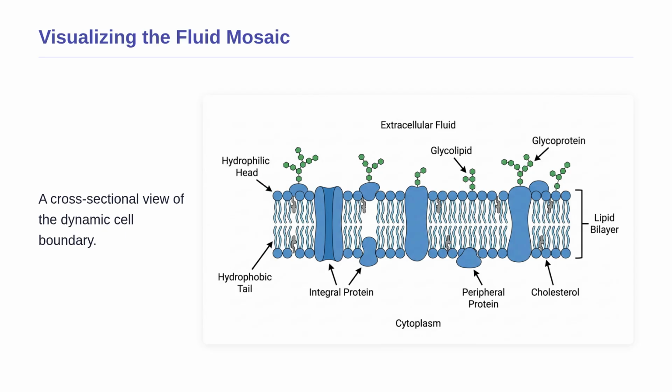Embedded within this lipid sea, you can see large integral proteins that span the entire width of the membrane, acting as channels. On the surfaces, there are peripheral proteins attached. You can also spot cholesterol molecules tucked between the lipid tails, and carbohydrate chains like glycolipids and glycoproteins extending from the outer surface. This diagram beautifully captures the dynamic, two-dimensional liquid nature of the cell boundary.